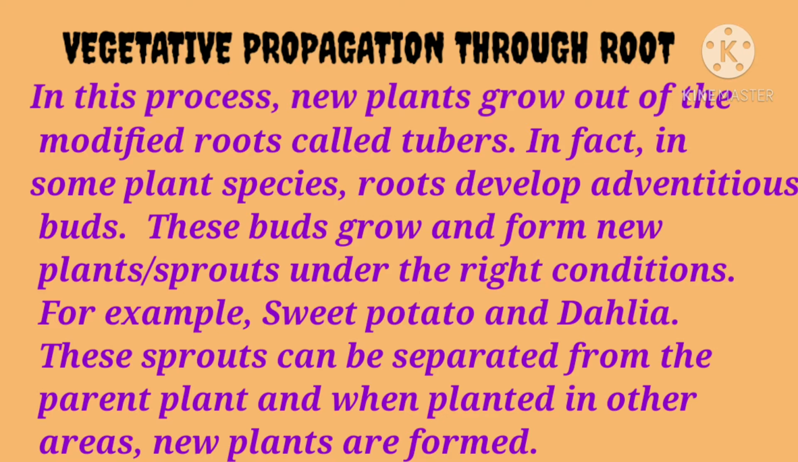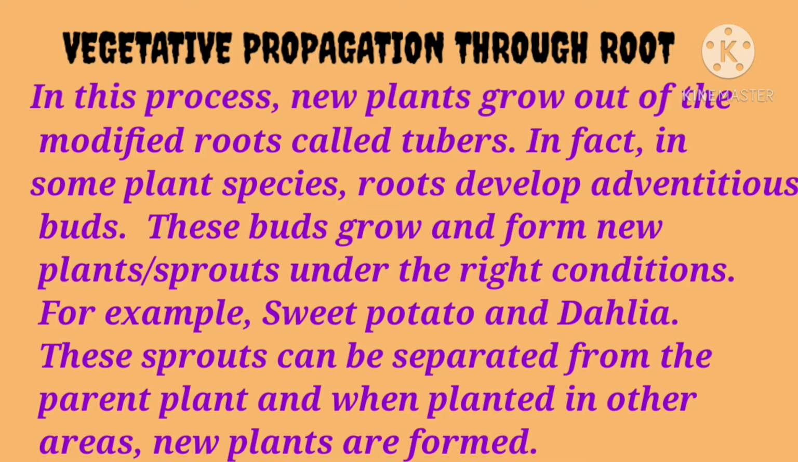In some plant species, the root develops a special structure called an adventitious bud. These buds grow and form new plants under the right conditions. Examples are sweet potato and dahlia. The sprouts can be separated from the parent plant, and when planted in other areas, new plants are formed. So this is the method of vegetative propagation through roots.